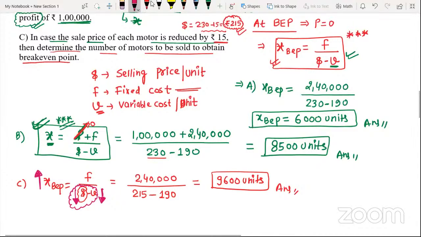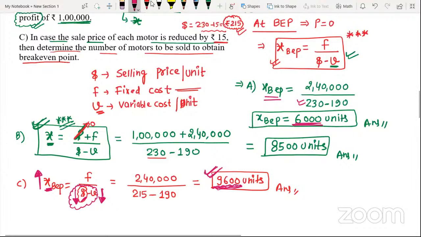You can see in the first case at bp, when the selling price was 230, the break even was only 6000 units. And now since the selling price per unit decreased, the number of units at break even point increases. You have to produce more and more to obtain the break even production rate. So the answer is 9600.